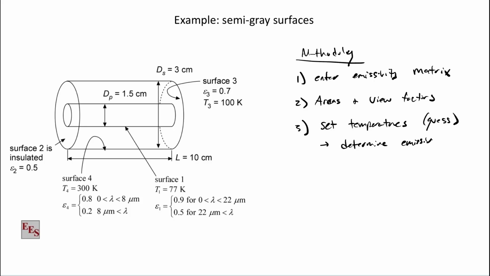Emissive power. And we'll use the black body function for that. Right? So black body function in the band that we care about. And then the last step is remove temperature guesses.